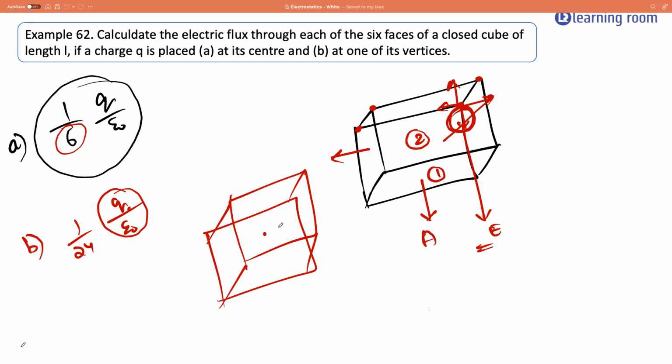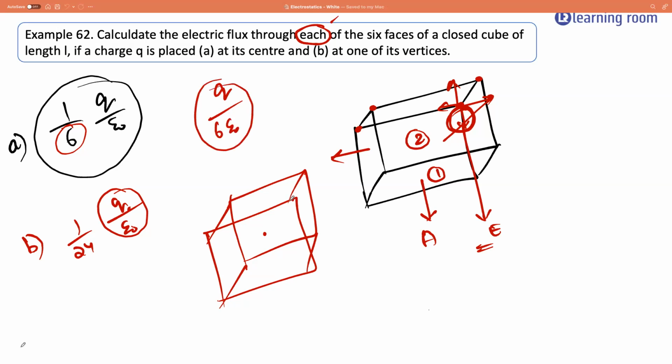Why? Sir, first assume a square, and then for a cube, 6 sides are there. Because they used the words each of the 6 faces. Yes, sir. Because of the words each of the 6 faces. Had they asked through the whole cube, the answer would have been Q by epsilon naught. So each means how many faces are there? 6 faces. Otherwise, you divided with 6. Yes, sir. Can I say that?